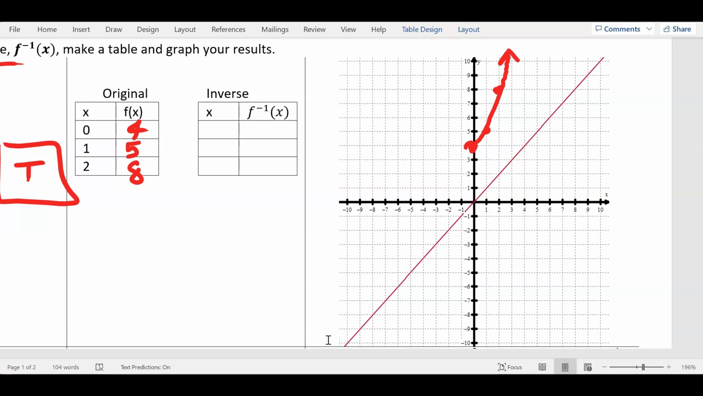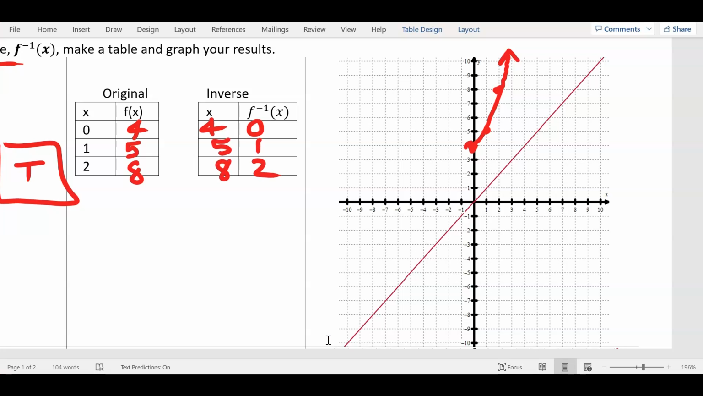Okay? Now, how do I get an inverse from a table? What do I do with the table? Flip it. Okay. 4, 0. 5, 1. 8, 2. Can you plot those new points now?